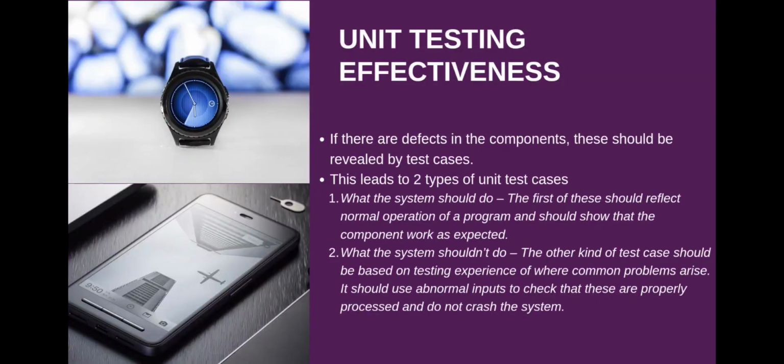Testing effectiveness. If there are defects in the components, this should be revealed by test cases. It may lead to two types of unique test cases. First, what the system should do. The first of these should reflect normal operation of a program and should show that the component works as expected. Second is what the system shouldn't do, which is the other kind of test case, which should be based on testing experience of where common problems arise. It should use abnormal inputs to check that these are properly processed and do not crash the system.